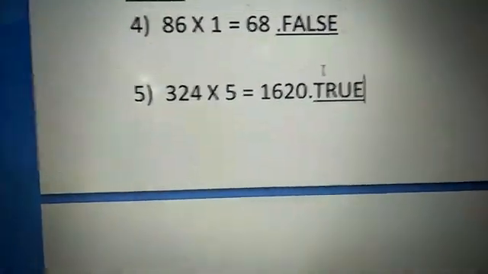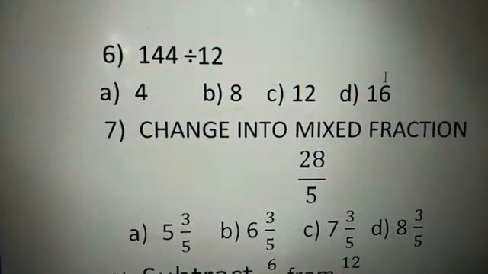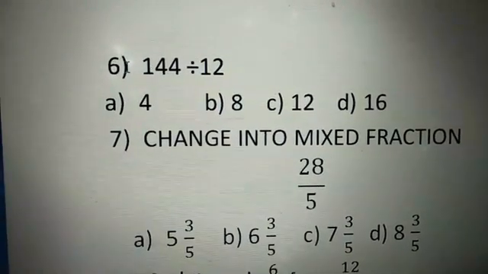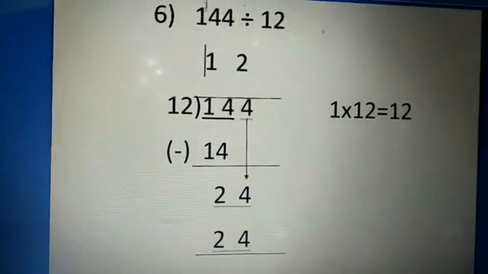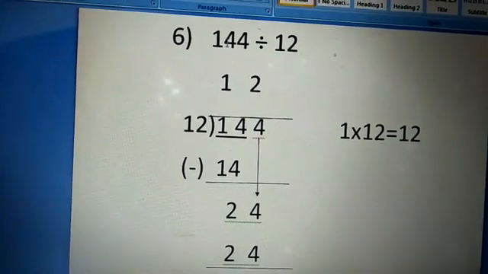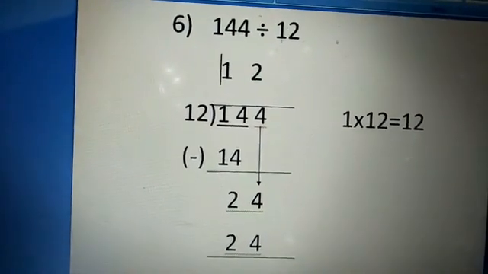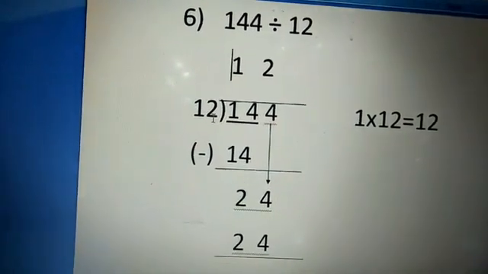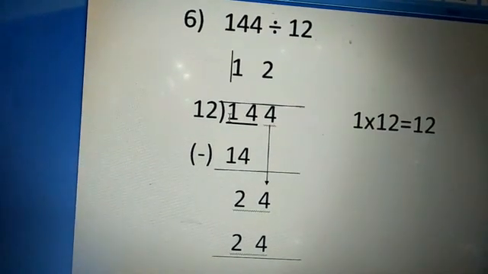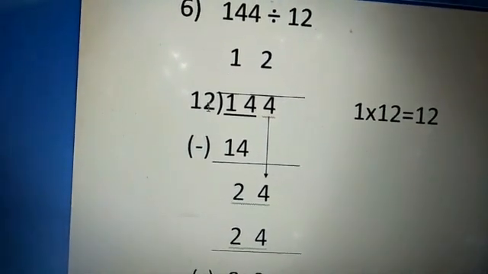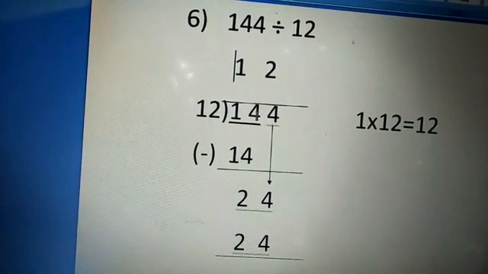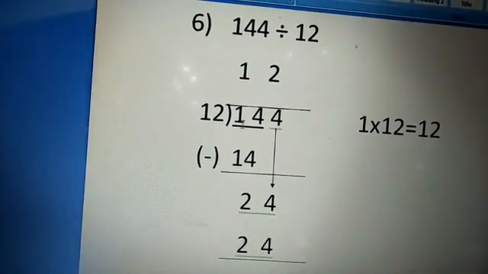Then the next question, 144 divided by 12 is our sixth question. So this is a division. This is the dividend. I put it inside and the divisor outside. I first take the 100's place. That is 1. I compare it to the divisor. So the divisor is greater than the dividend 1. So I take the next digit 4 also. Now I get 14.